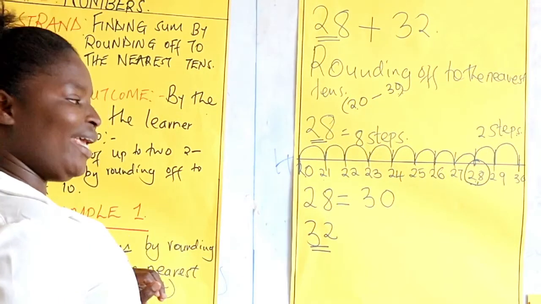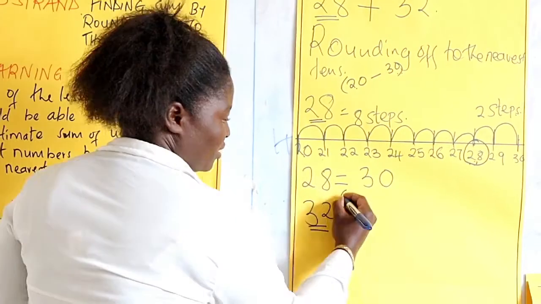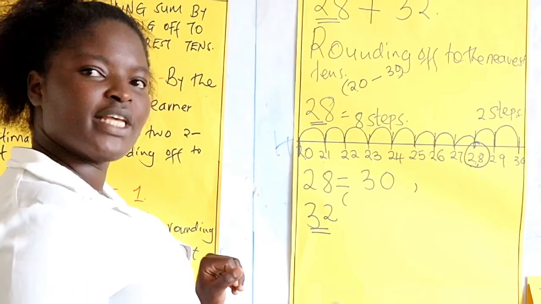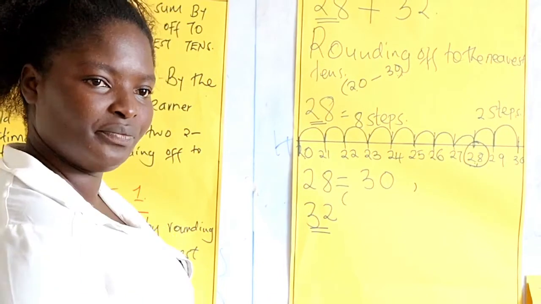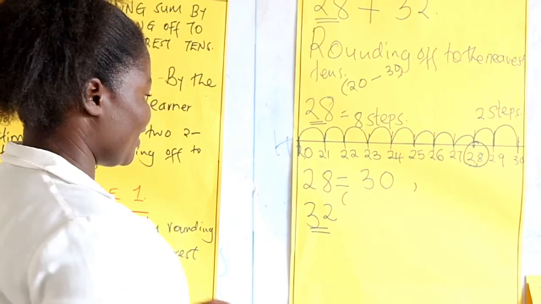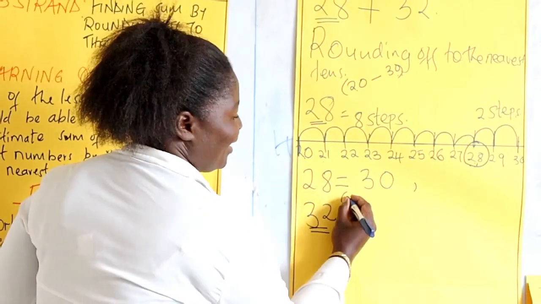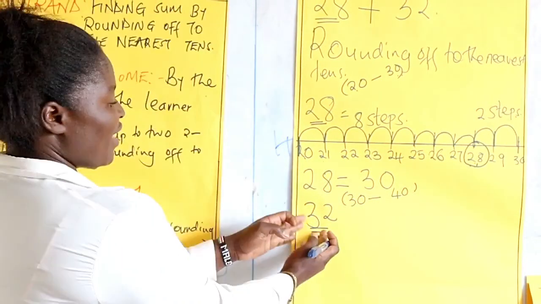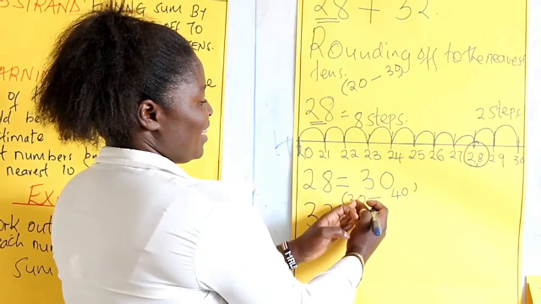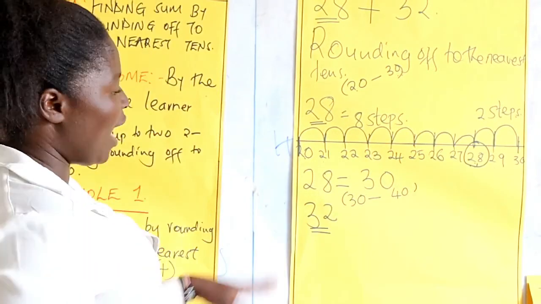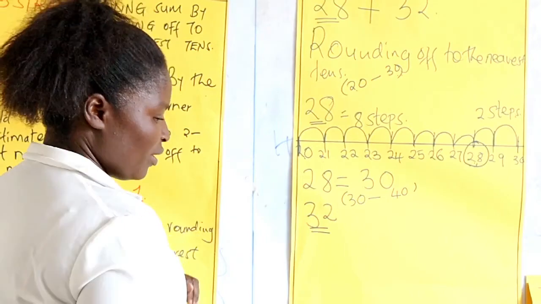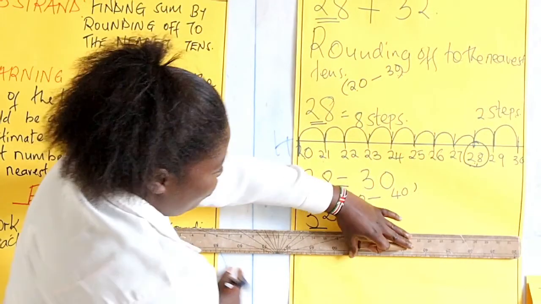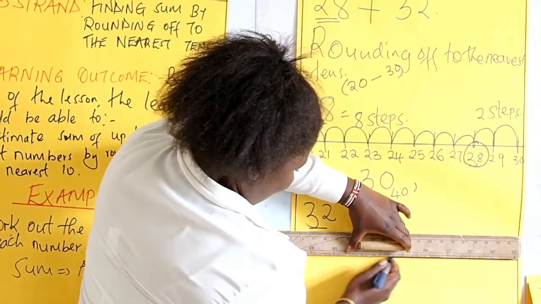32 is in between 2 numbers which are multiples of 10. Can you tell me these numbers, learners? Very correct. 32 is in between number 30 and 40. So we find 32 in between 30 and 40. Now, to get our answer, we draw the number line.